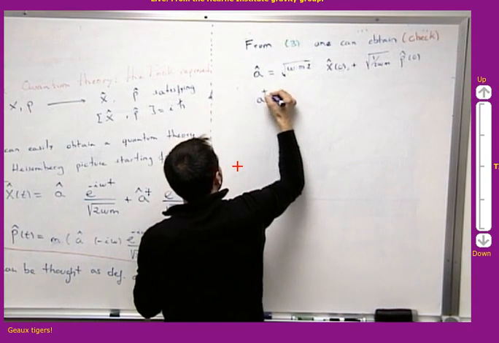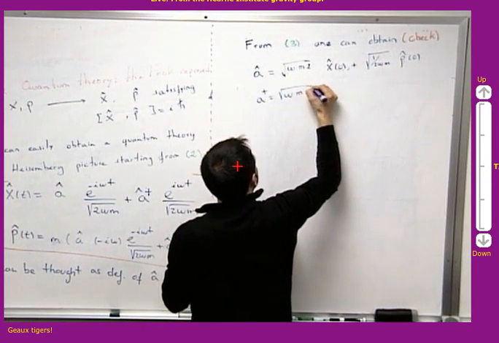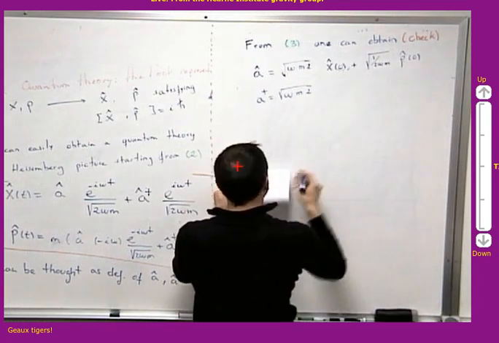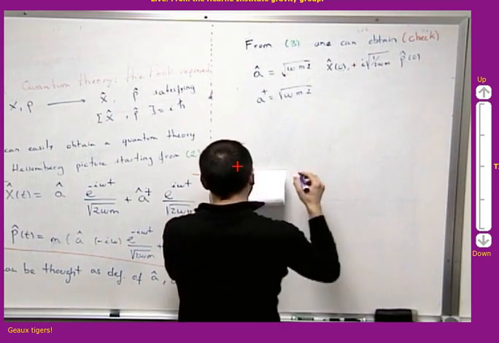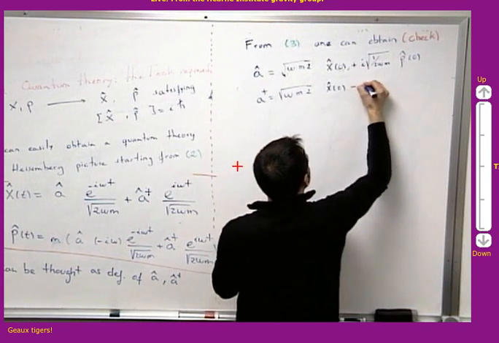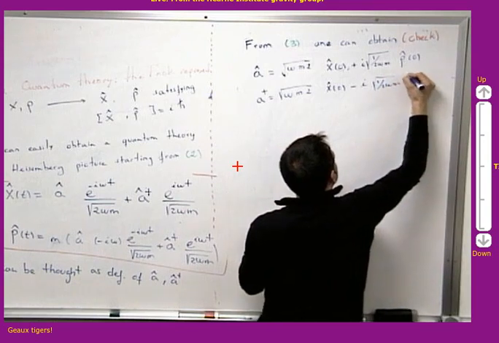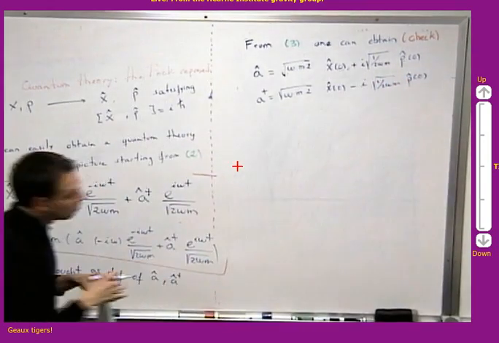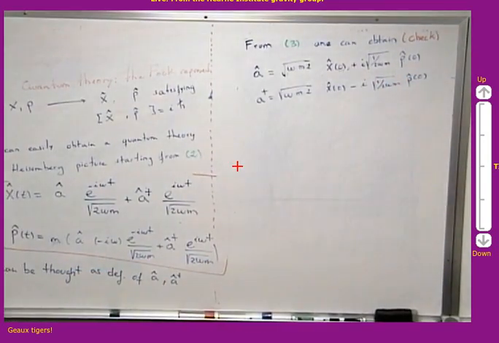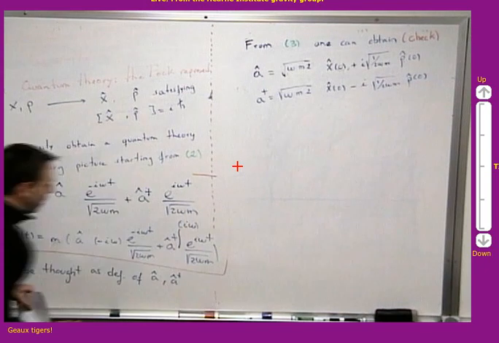And A dagger is just the adjoint of this operator. So there is an i here. All you have to do is take the adjoint of this line to obtain A dagger. In equation 3, is there a missing factor in the equation? There is a missing factor here. Thank you. Parenthesis 1 i omega. Thank you.